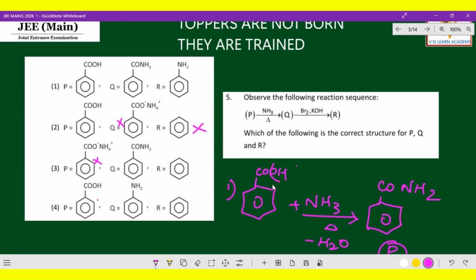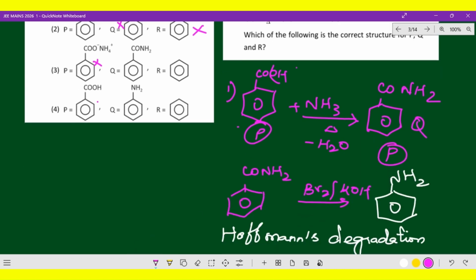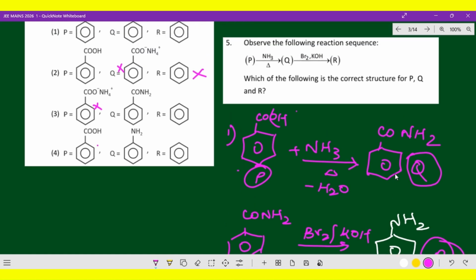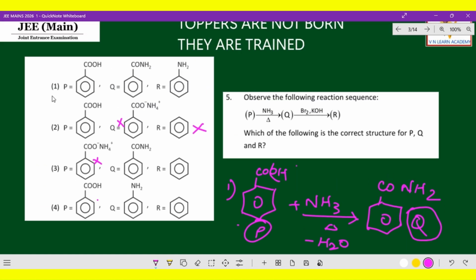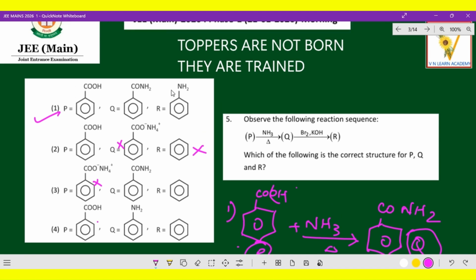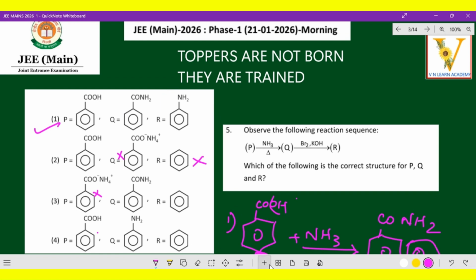Okay, so here this is P and this is Q. This is P and this is Q, and this is R. Okay, I just mentioned here Q. This is Q and this is R. I hope you got the clarity. So PQR is actually what? Option 1 is the correct one: carboxylic acid and amide, and aniline, primary amine, right? I hope you got the clarity. Come on, let us go to the next question.